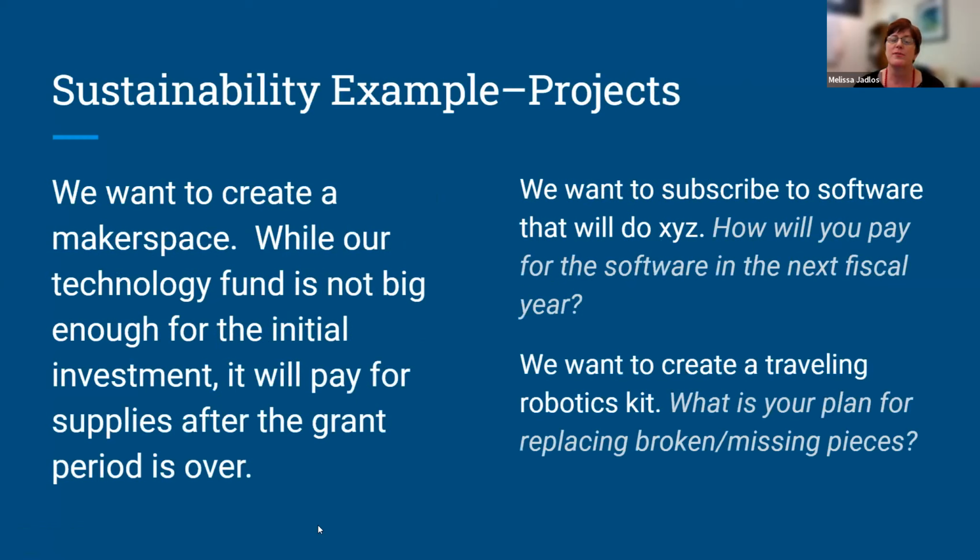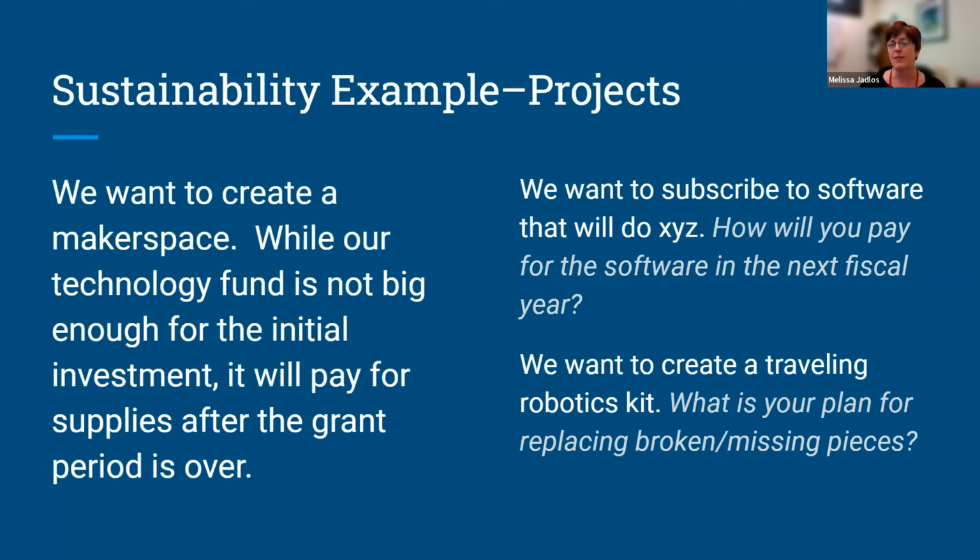Here's an example of sustainability with projects. So on the left, we want to create a makerspace. While our technology budget is not big enough to buy all of the equipment, after the grant period is over, we have enough money in our technology budget to pay for supplies. So that is a great sustainability statement. We're going to get this equipment and we're going to be able to keep it going in years 2, 3, and 4 because we will be able to pay for supplies.